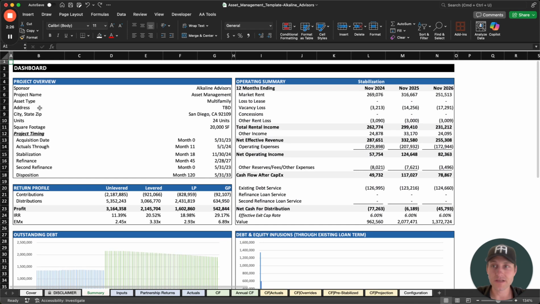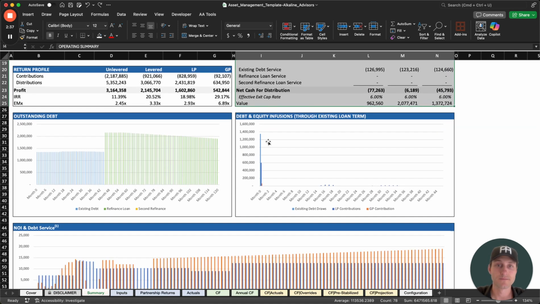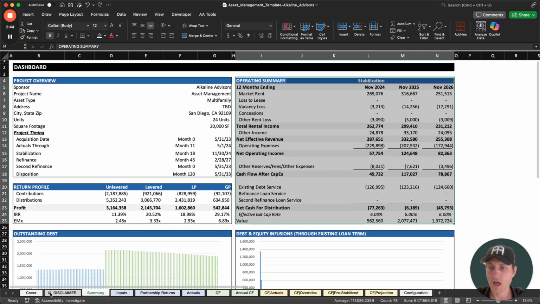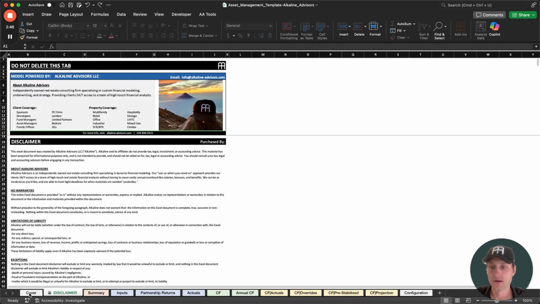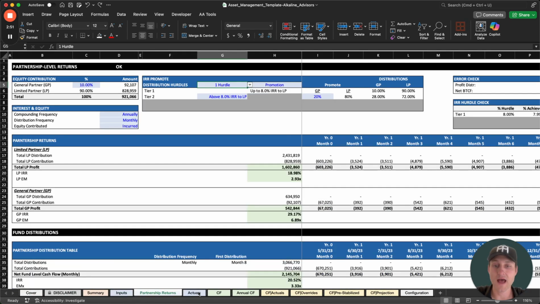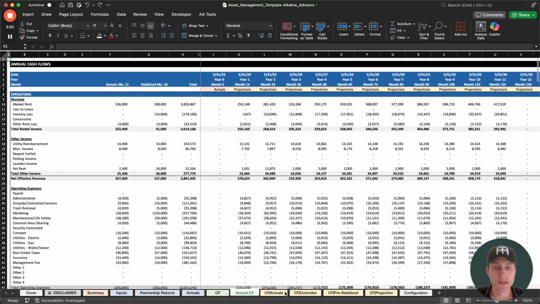So we have the Summary tab, which gives us an overview at a project level: operations, return profiles, debt, equity infusions, and then NOI and/or debt service, or just free cash flow. We have a Disclaimer tab. We have a cover page. We've briefly gone over the input tabs. We have a total consolidated cash flow line item at a monthly level. We have an annual cash flow roll-up.